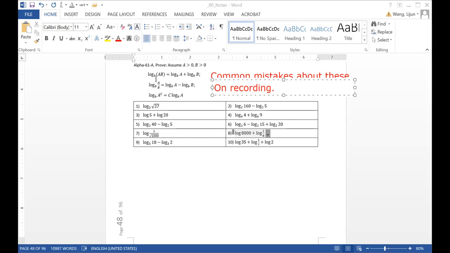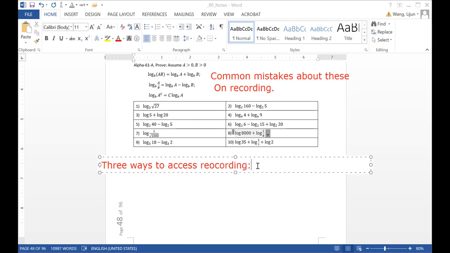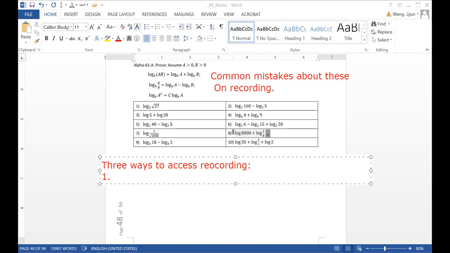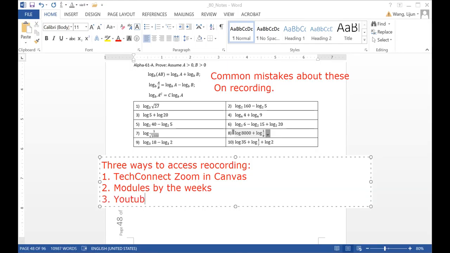Okay, so now to summarize, let me write it down. Three ways to access recordings. I like to type it. One way is in Module. Well, one way is Tech Connect, ECT, Zoom in Canvas. Number two, modules by the weeks. Three, YouTube channel. You look for LP space W. So just W, okay?